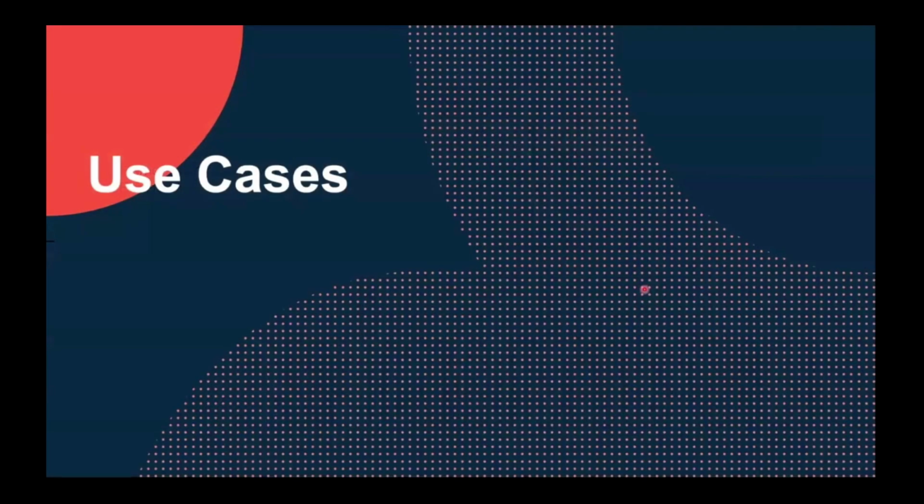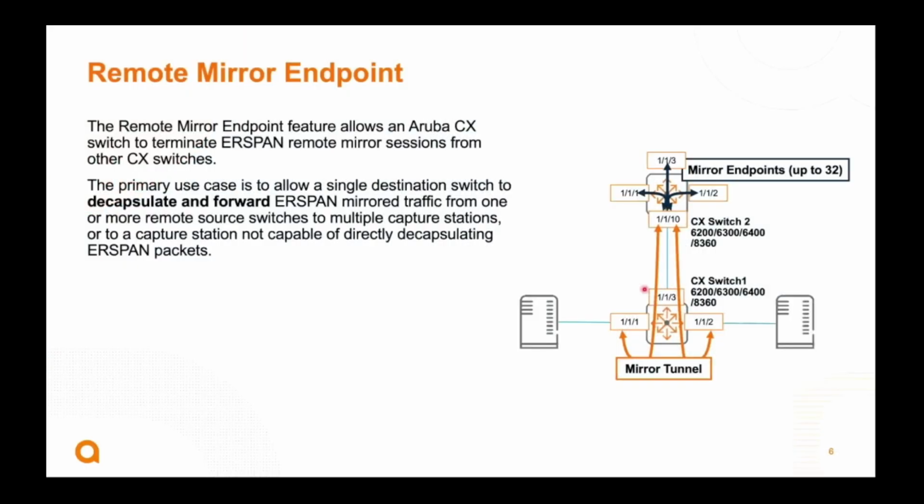So what are the use cases for these new features? Remote mirror endpoint allows you to use a single destination switch to decapsulate and forward your encapsulated mirror packets from your source switch. So here we have your source device, which is a switch monitoring one or more interfaces and sending the mirrored packets across a tunnel interface to a destination port where that mirrored traffic is being decapsulated and forwarded on to up to 32 sessions to destination ports on that endpoint switch.